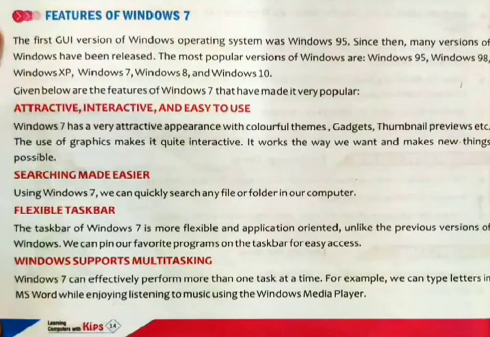Our next topic is features of Windows 7. The first GUI version of Windows operating system was Windows 95. Since then, many versions of Windows have been released. The most popular versions of Windows are Windows 95, Windows 98, Windows XP, Windows 7, Windows 8, and Windows 10. Given below are the features of Windows 7 that have made it very popular.